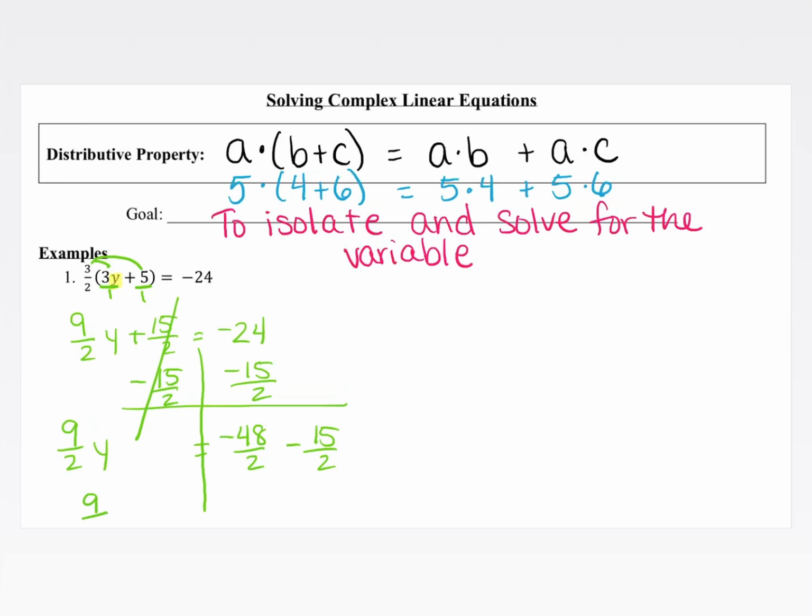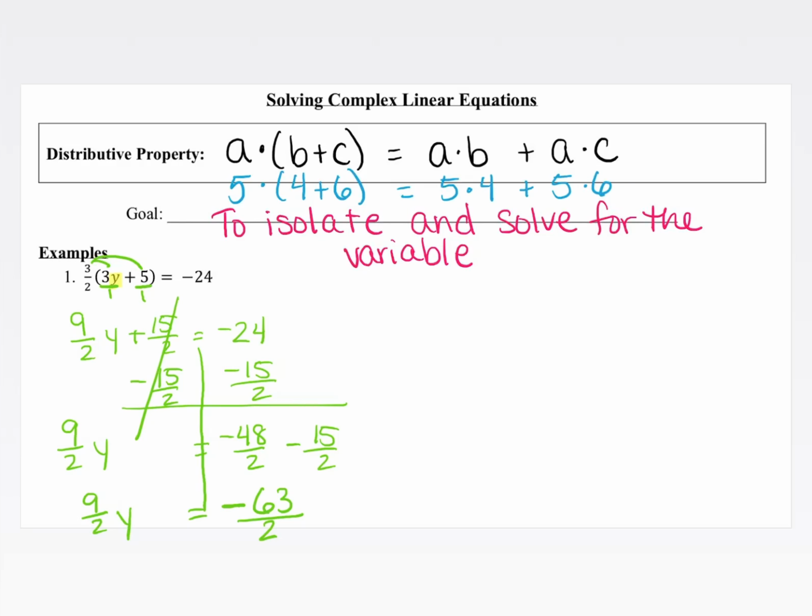So we'll get 9/2 y equals negative 48 minus 15. That's the same thing because they have the same signs, negative 48 and negative 15, so we're going to add those two numbers and carry the sign down. So negative 48 minus 15 is negative 63. And then that same denominator of 2 there. So right here we have 9/2 y equals negative 63/2.